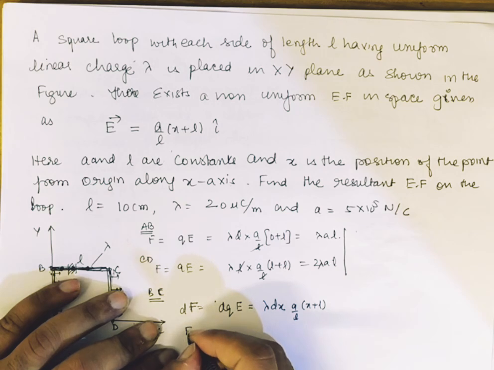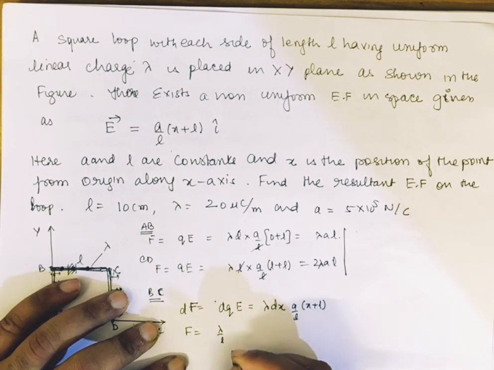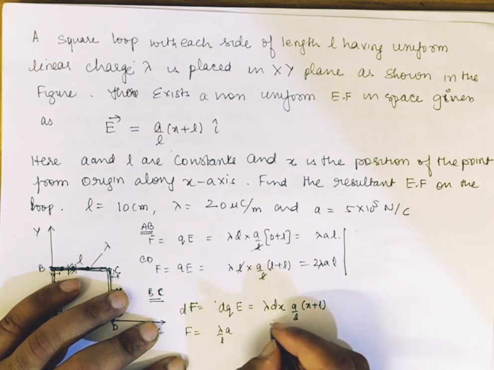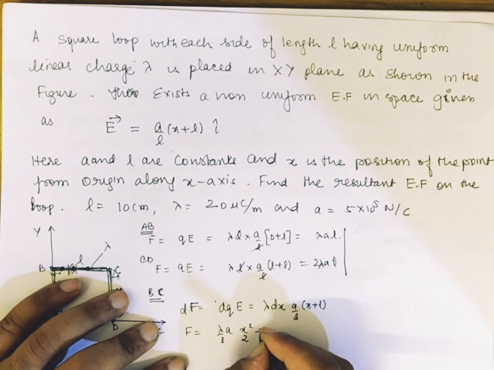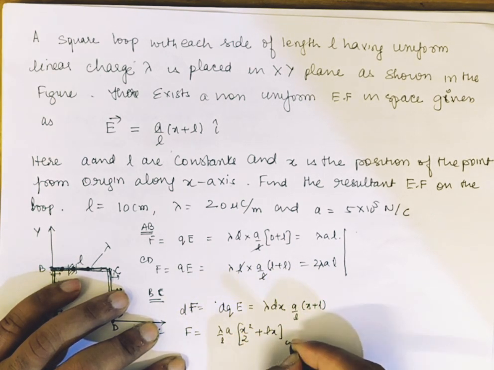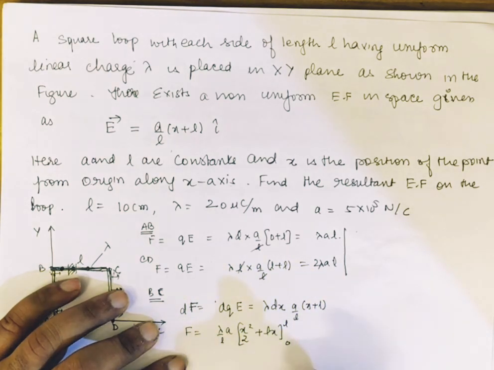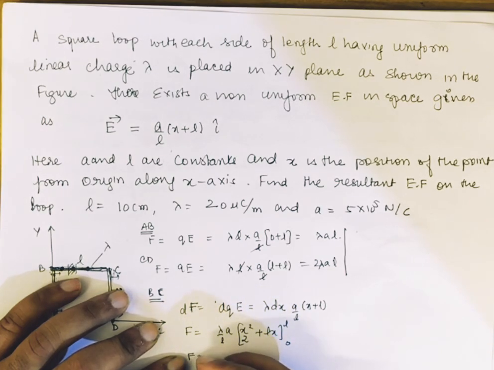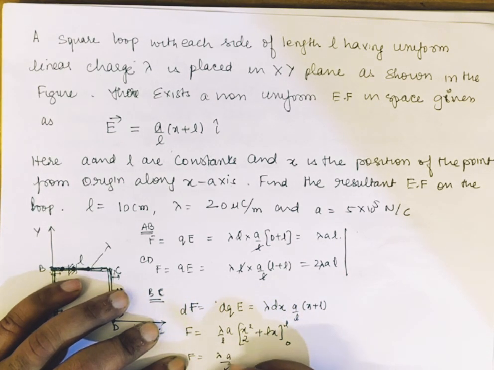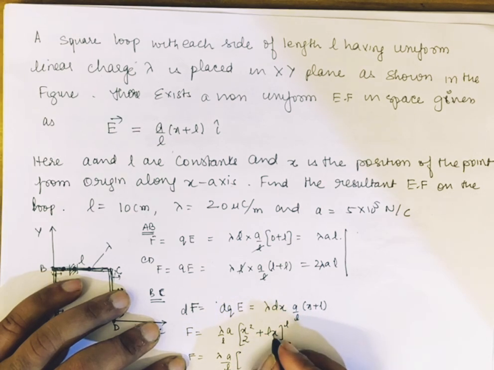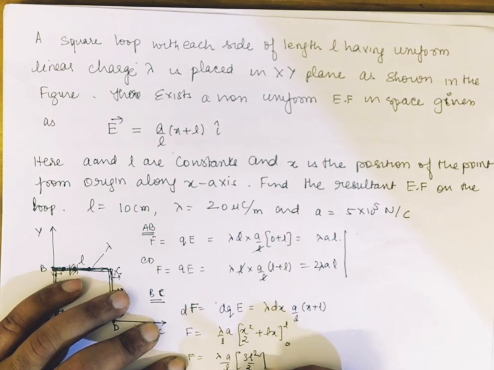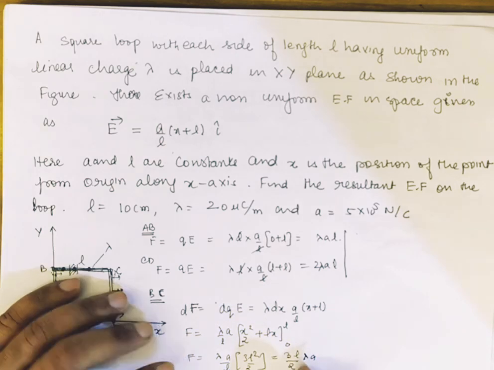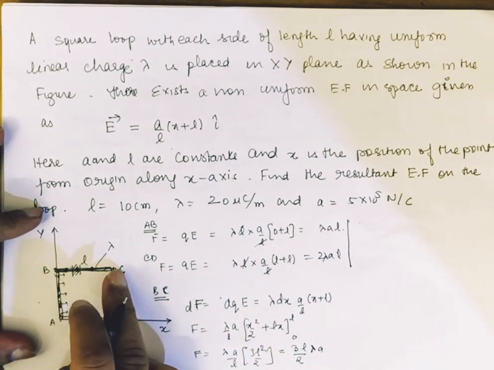So we can find F equals lambda A by L times (x square by 2 plus Lx). I've already solved for limits 0 to L. In terms of x, I've already got the answer for the entire force. So we got lambda A by L, and putting in the values, L square by 2 plus L square, it is 3L square by 2. So we have 3L by 2, L gets cancelled, lambda A. And that is the force acting on this BC rod.